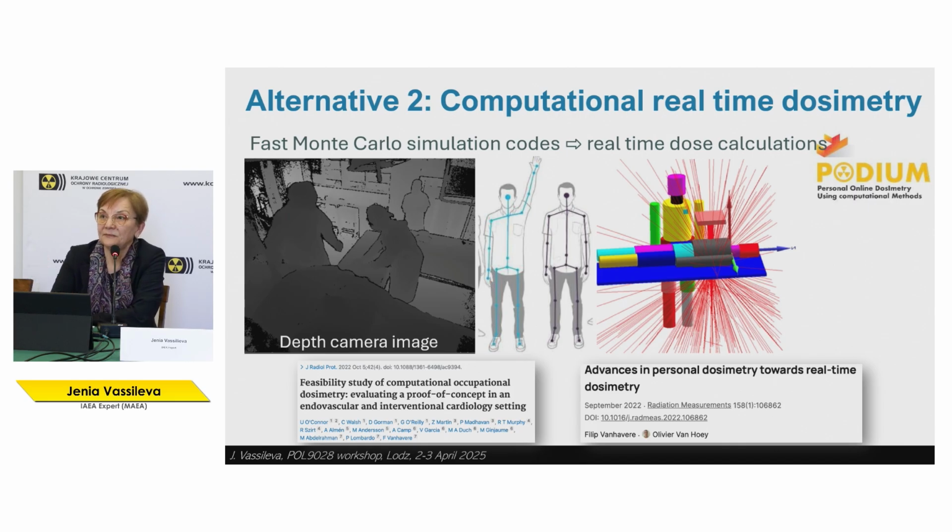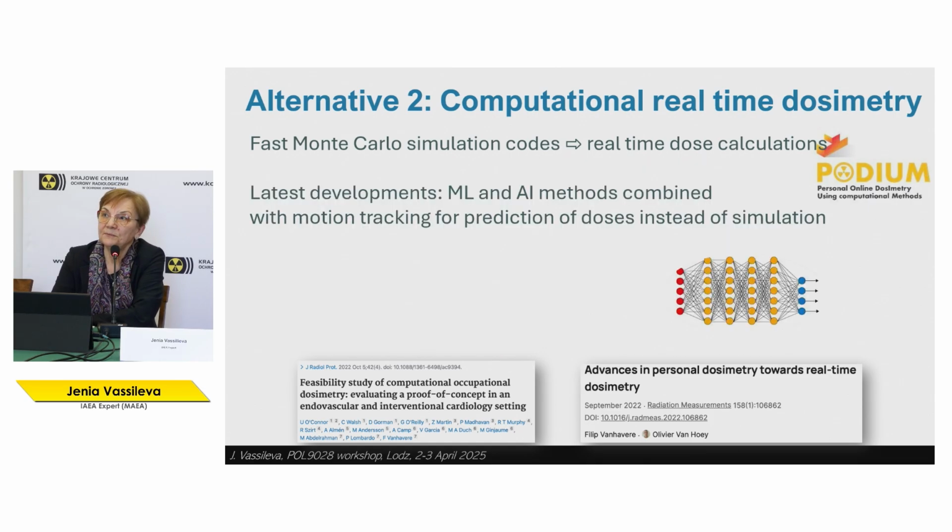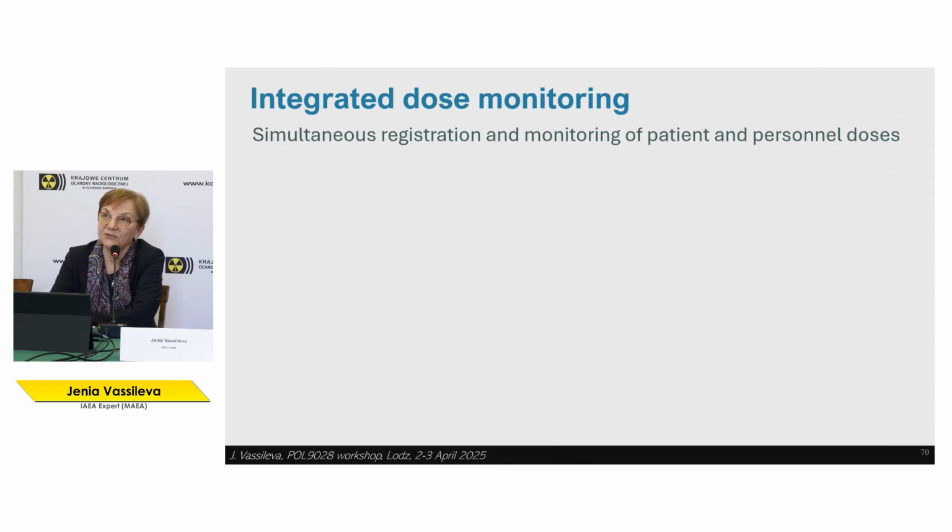And the paper of Philip Van Hevere on advances in personal dosimetry also opened the future of development of this. And the latest they proposed, still not published papers, on the application and verification, uses machine learning methods combined with this motion tracking to replace the real Monte Carlo simulations, predicting from the data, of course, because we need data from procedures. And this is my last slide.